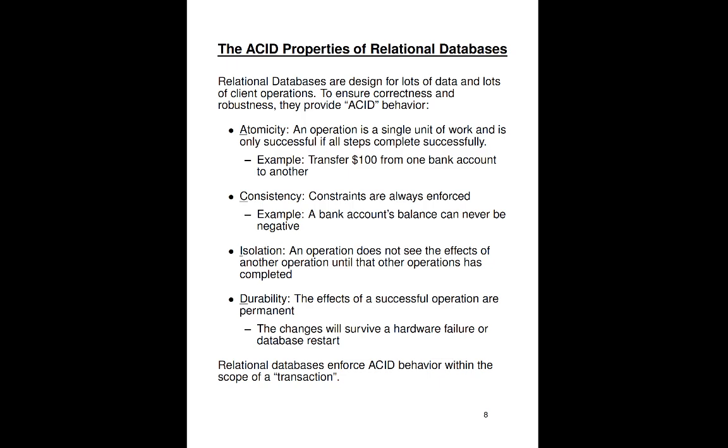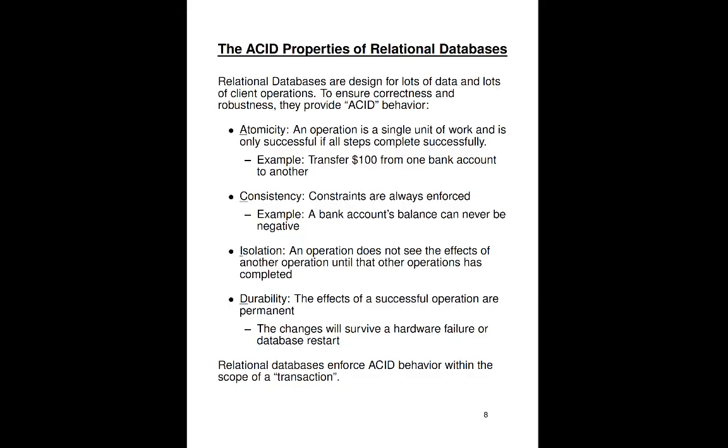Another ACID property is consistency. Consistency means that the constraints on the database are always enforced. So for instance, you can configure your database to make sure that a bank account's balance can never be negative. And if someone attempts to set a negative balance to an account, the database will reject that.